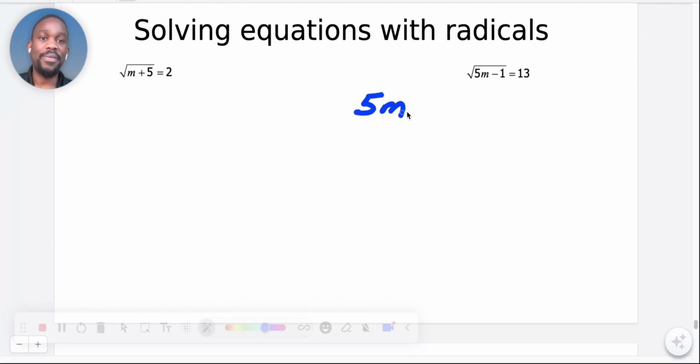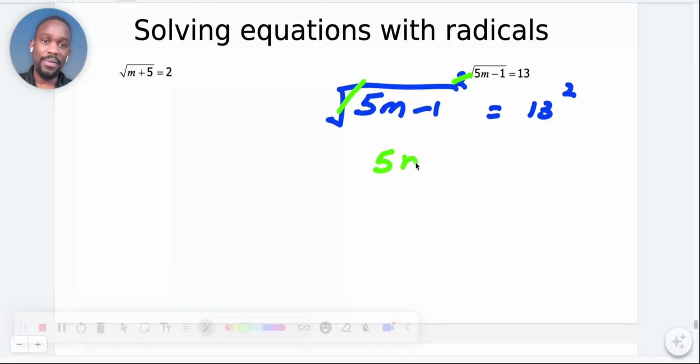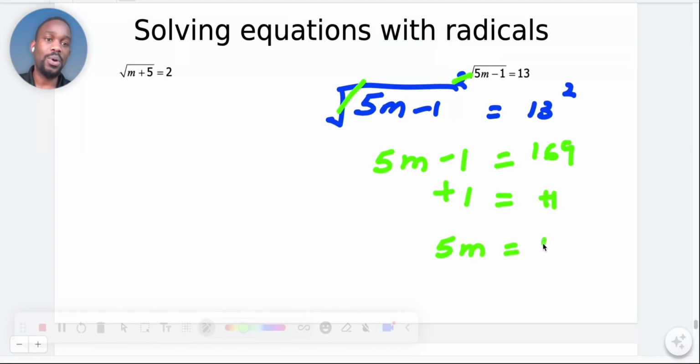So we're having the root of 5m minus 1 is equal to 13. So I'll square both sides of the equation. And then I'll realize that this square root and this square will cancel. And I'll be left with 5m minus 1 is equal to 13 squared, which is 169. So at this point, I'm going to undo this minus 1. Add 1 to both sides of the equation. This minus 1 would cancel, and I'll be left with 5m is equal to 170. At this point, I'll divide both sides of the equation by 5. So m is equal to 34.